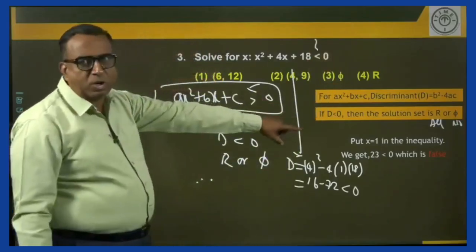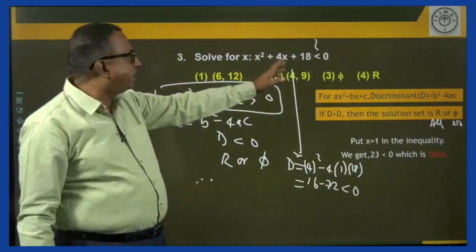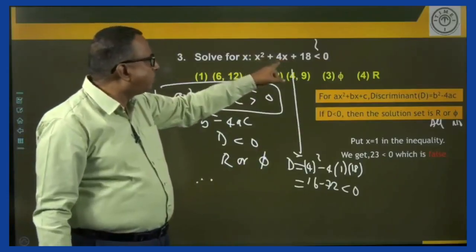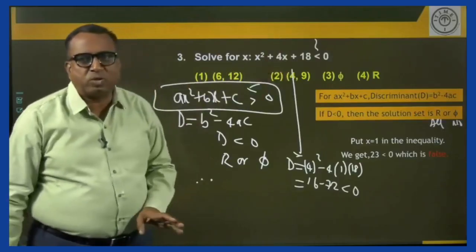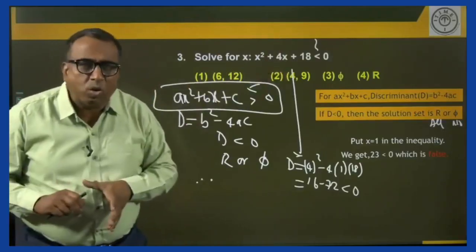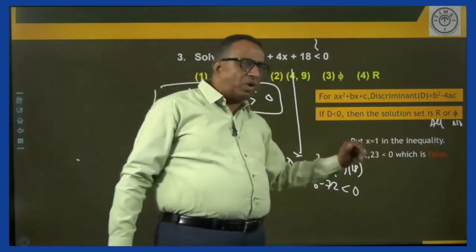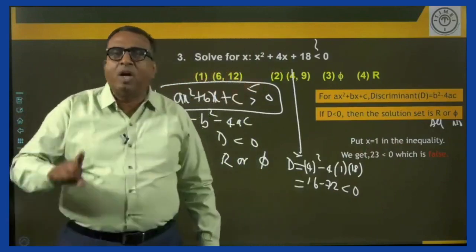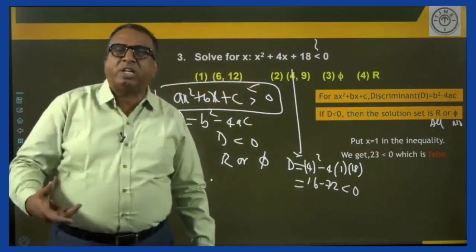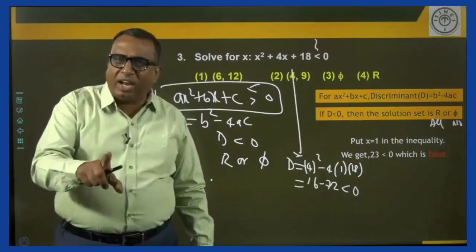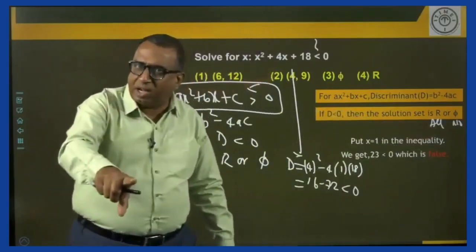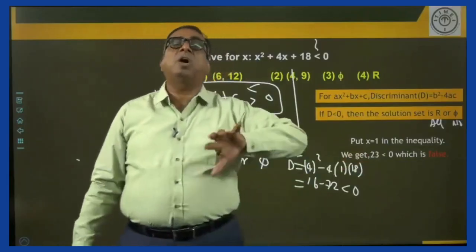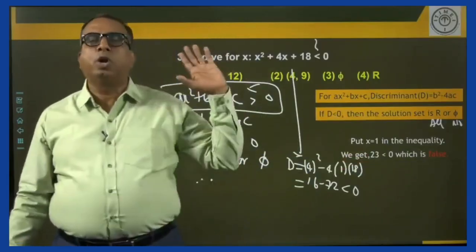If I substitute x equal to 1 here, I get 1 plus 4, 5, plus 18 is 23. Is 23 less than 0? No, it is false. Therefore, one number has failed to satisfy the inequality. ఒక number fail అయింది కాబట్టి, you cannot say all numbers. When you can't say all numbers, you have to say no number.